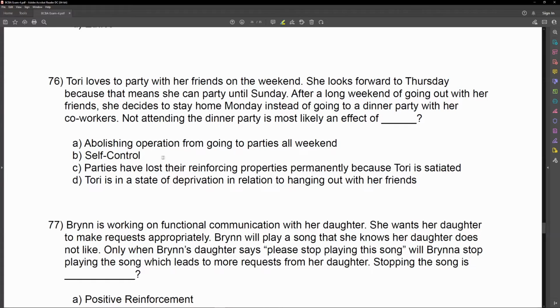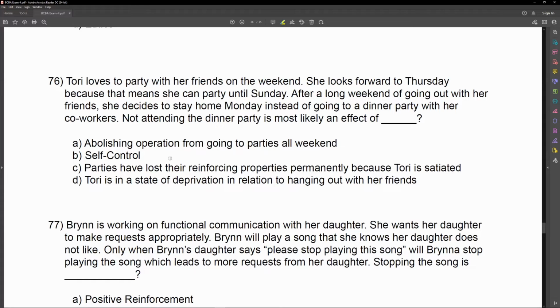B, self-control. What do we say about self-control in ABA? It's a misnomer. Self-control is still caused by or influenced by the environment, right? Self-control is more of a construct. It's not an actual thing. Our behavior is always influenced by the environment, whether we realize it or not. So B would not be the best answer.